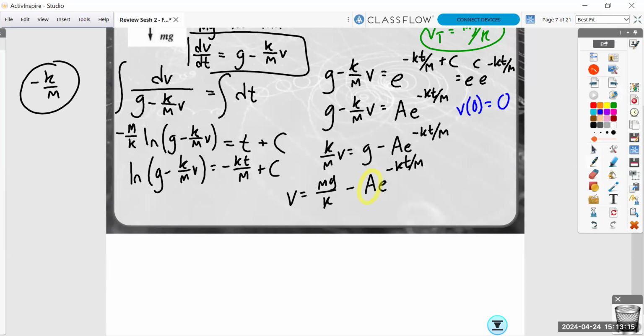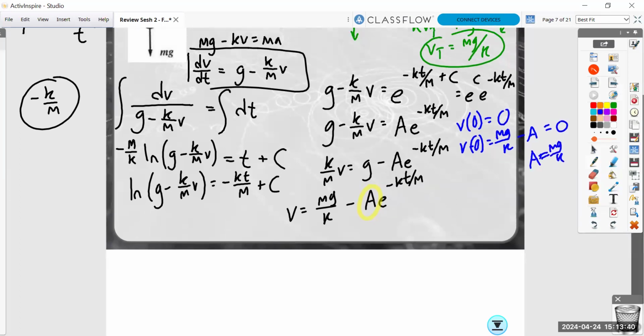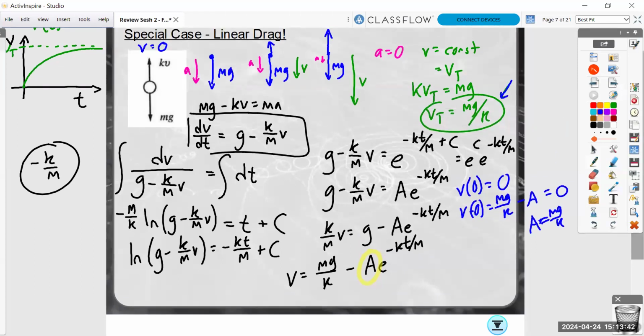So if I plug in 0 for t here, I get e to the 0, which is 1. So what I get for v of 0 is mg over k minus a, but that's supposed to be 0. It's supposed to start at 0, which tells us that a is mg over k. You can just multiply. And one of the things that we actually know is that mg over k is our terminal velocity.